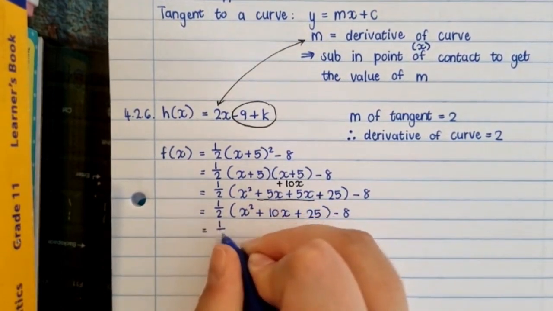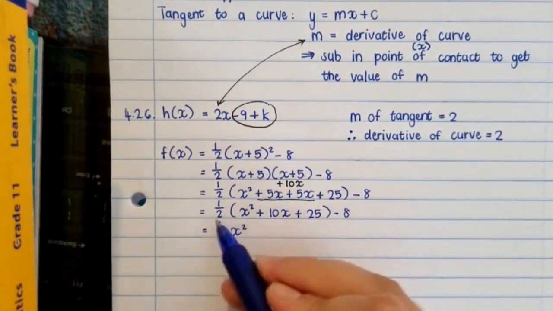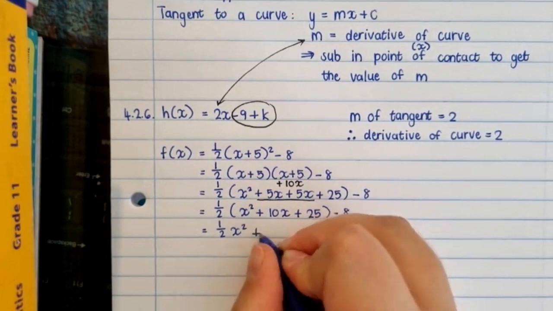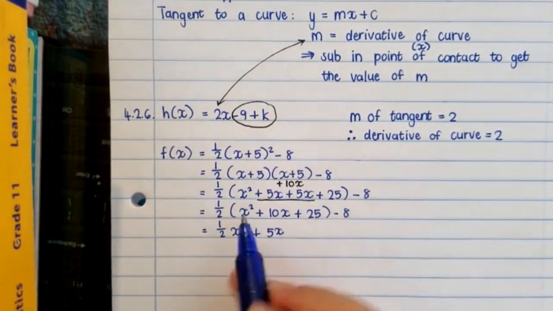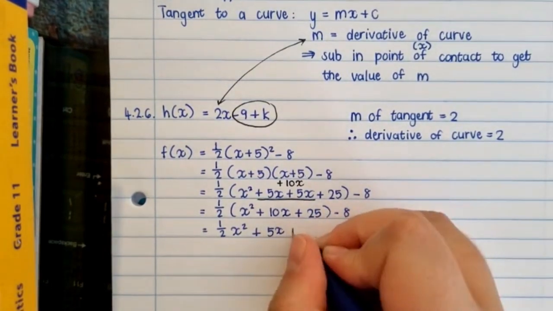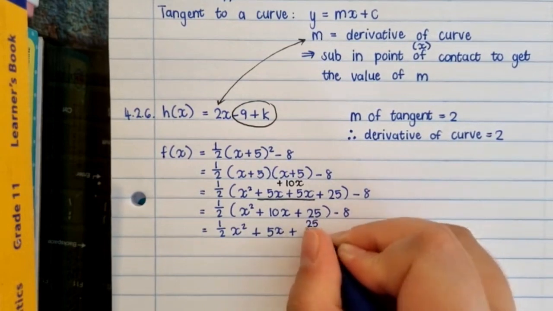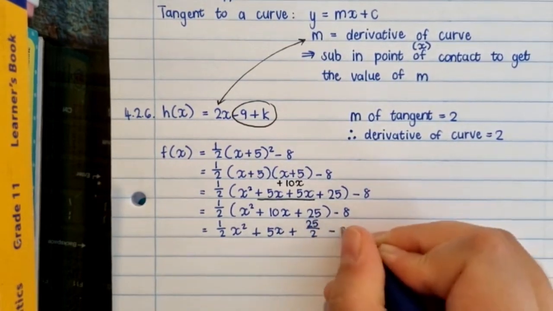Now I'm just going to multiply that half in. So a half x squared plus 5x. Then if I multiply half by 25, that gives me 25 over 2. And then I have my minus 8.